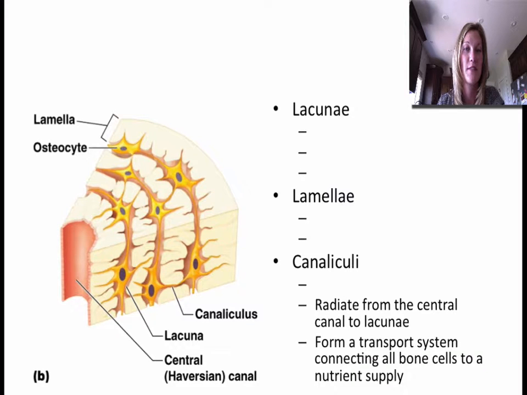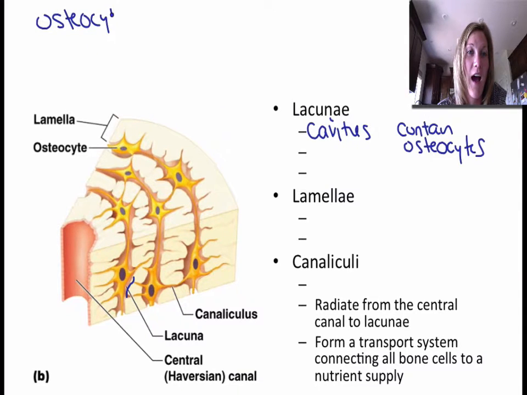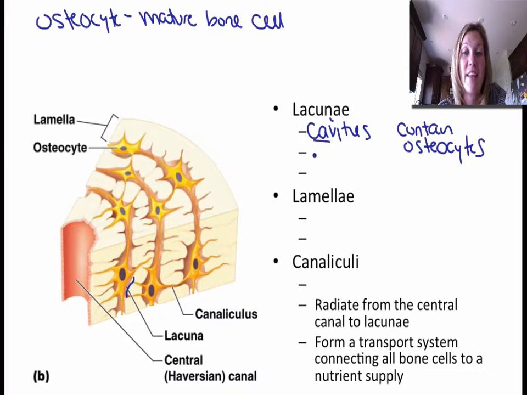Okay, so now let's get into a little bit more detail. So we're just getting smaller and smaller here. Okay, so the lacunae, which are right here, are cavities that contain osteocytes. I guess I better define that. I don't think we've done that yet. An osteocyte is a mature bone cell. Okay, so the lacunae are cavities, and those cavities are going to contain osteocytes.